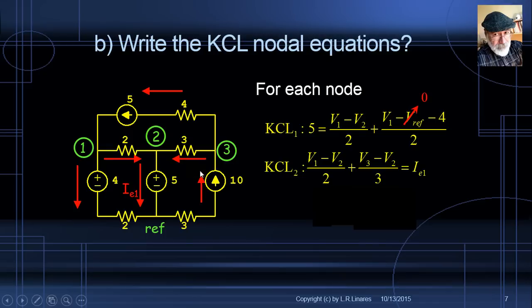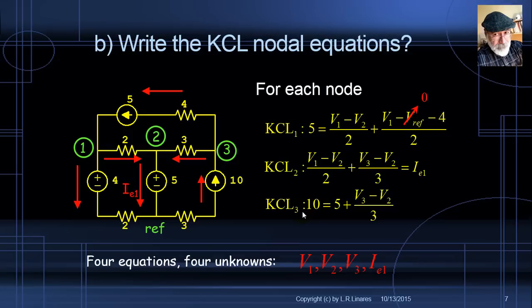KCL for node number 3, again we have 3 terms. 1 entry, 10 amps from the bottom, that is going to go on the left hand side of the equation, and 2 terms on the right hand side, leaving 5 amps on the top, and this current, which is V3 minus V2 over 3, the current in an R branch.